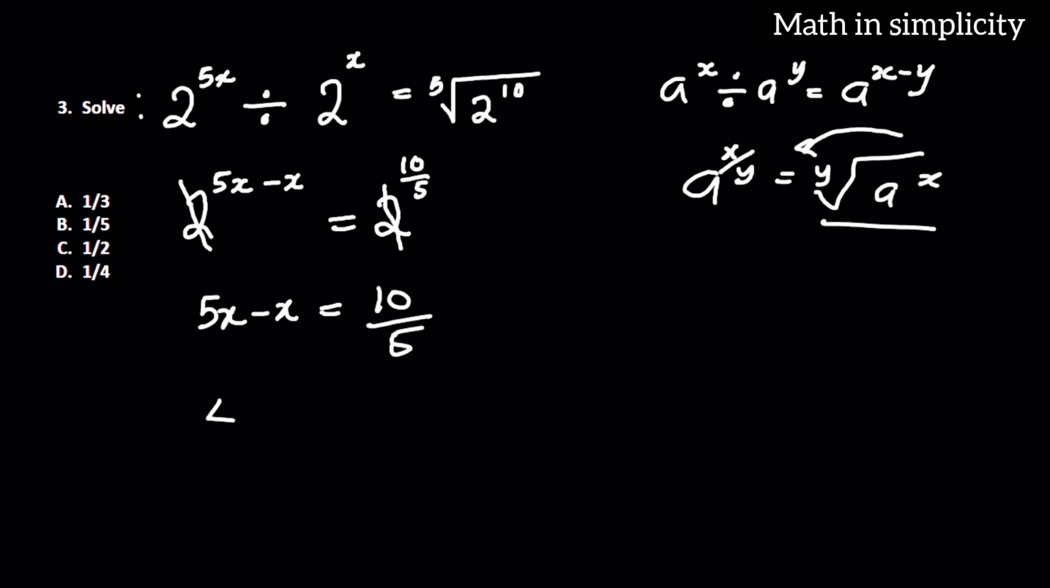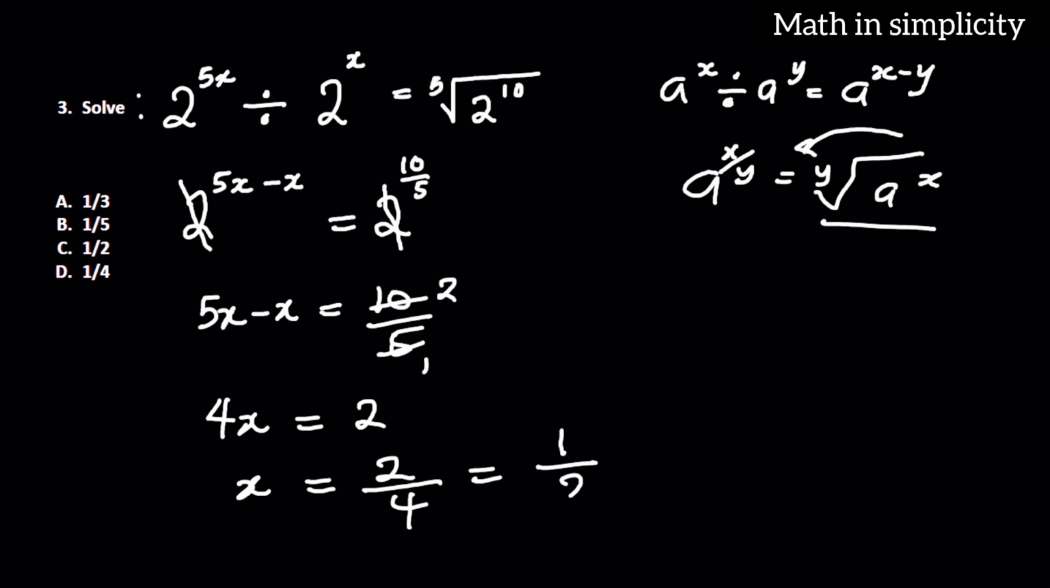5x minus x is 4x, equal to 10 over 5. 5 into 5 is 1, 5 into 10 is 2. So we have 4x equal to 2. Finally x is equal to 2 over 4, and if you divide through by 2, you have 1 over 2. So 1 over 2 is the final answer. So option C is the correct one. So just know the laws of indices, and this becomes very easy for you to simplify.